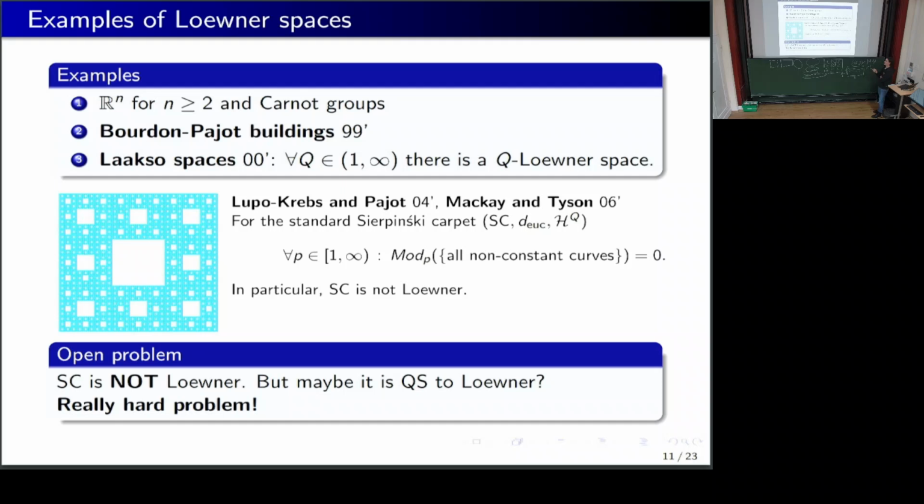Okay, so there is no geometric control over modulus. So this calls for uniformization. So it is not Lerner, but maybe it can be uniformized into a Lerner space. But this is an open problem, and it is a really hard open problem. This is one of my favorite open problems, but anyway. And what about the Sierpinski gasket? So there is the Sierpinski gasket.